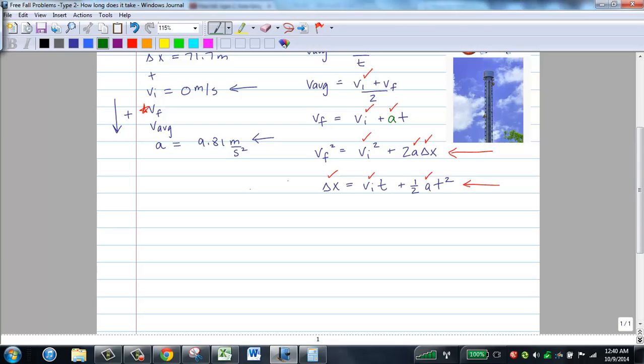All right, so we're picking the fourth equation. VF squared equals VI squared plus 2 times A times delta X. So VF squared is equal to VI squared. Another situation where, since the initial velocity is 0, squaring that 0 is still 0. And so this term in the equation is 0 and disappears when we actually get down to doing the math. 2 times 9.81 meters per second squared, and our delta x is 71.7 meters.